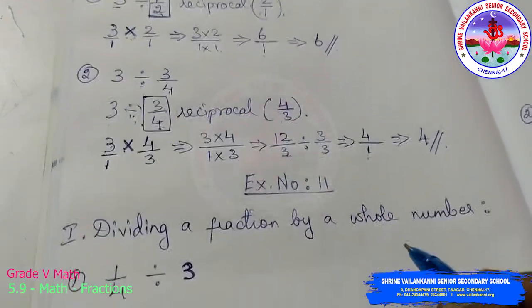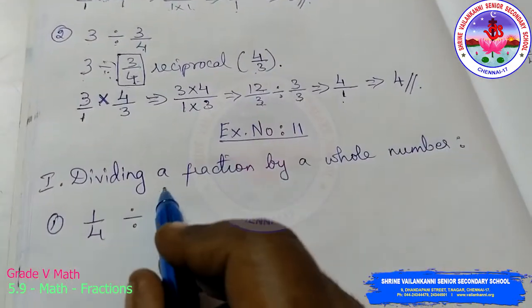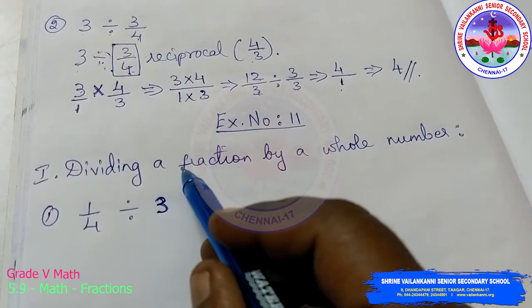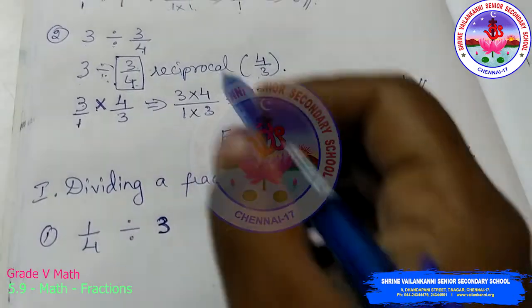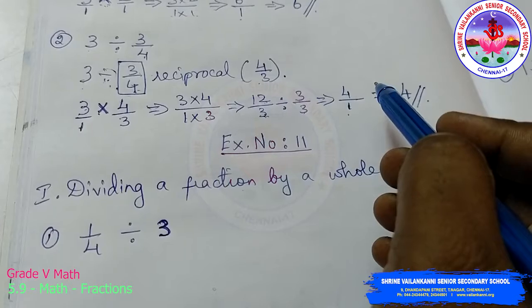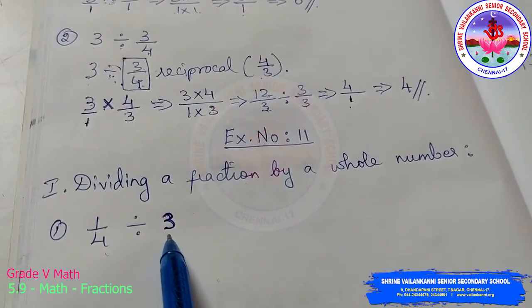Okay. So now we'll move to exercise 11. In exercise 11, we are going to see the topic dividing a fraction by a whole number. First we saw a whole number divided by a fraction. Here, a fraction is divided by a whole number.